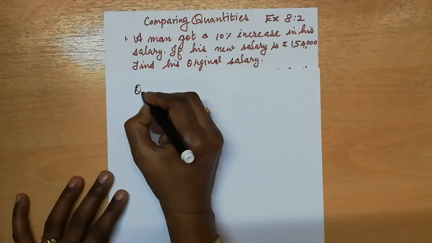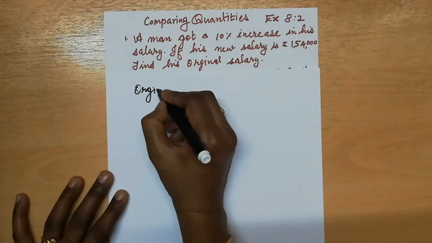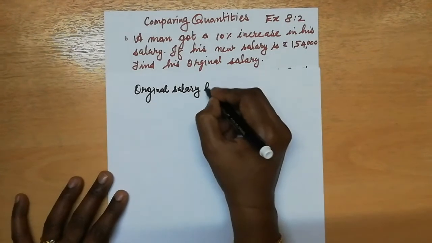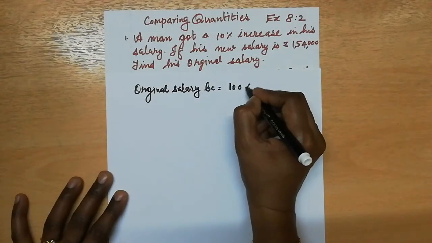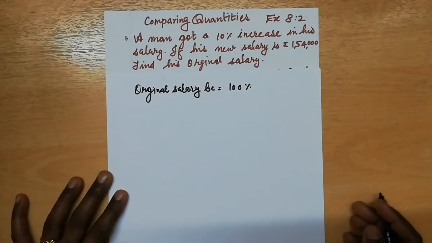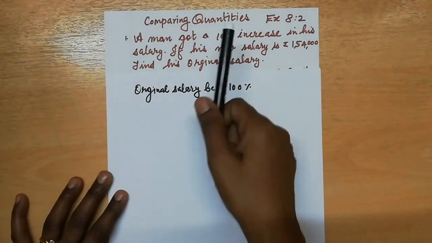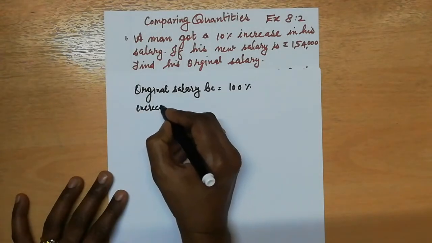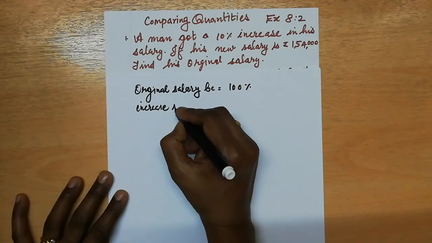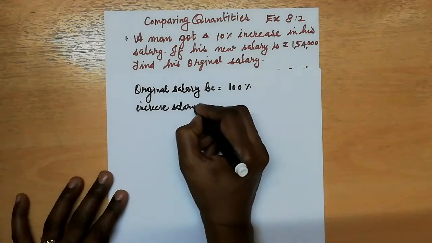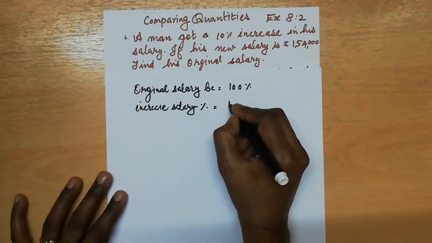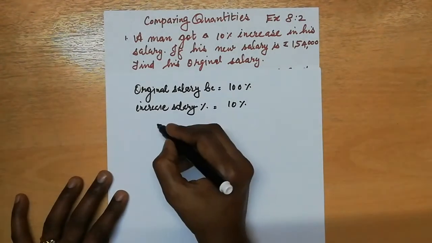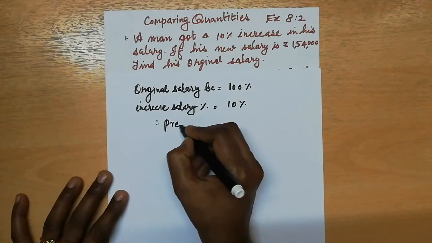We can take it like that: original salary be 100%. Okay, so the increased percent. How much is increased? The increased salary percentage is 10%. So now how much is his salary? So we can say that is the percent salary.